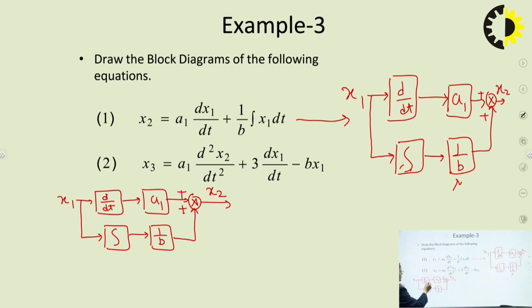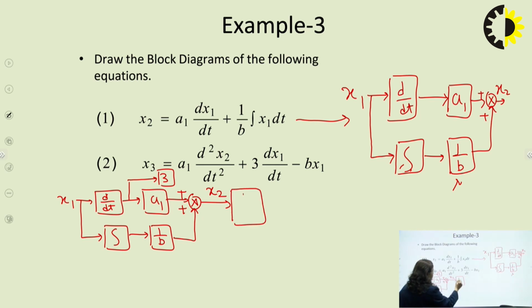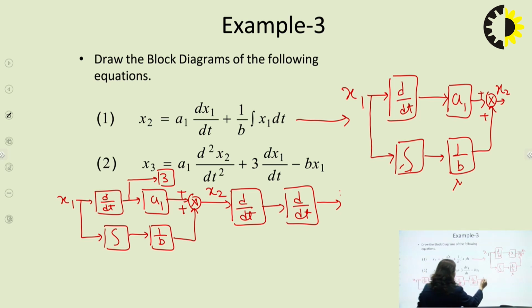So d by dt of x1, this signal, is passed through a multiplier block of gain 3. So we generate 3 into d by dt of x1. Then this x2 signal is passed through two d by dt blocks to generate d2 x2 by dt2, which is again multiplied by an a1 block to generate a1 into d2 x2 by dt2.